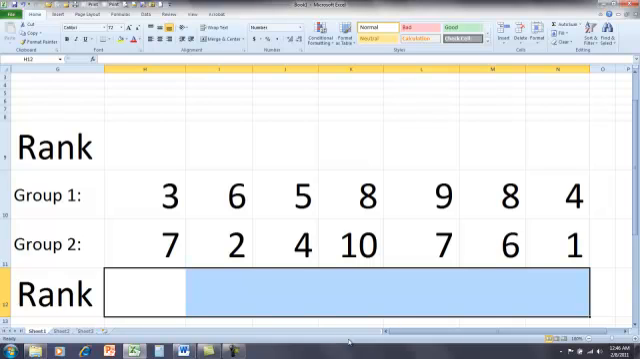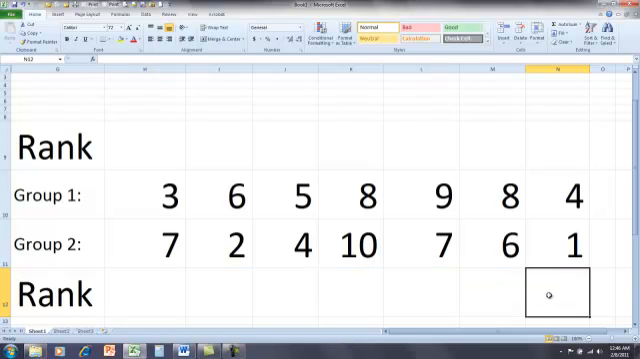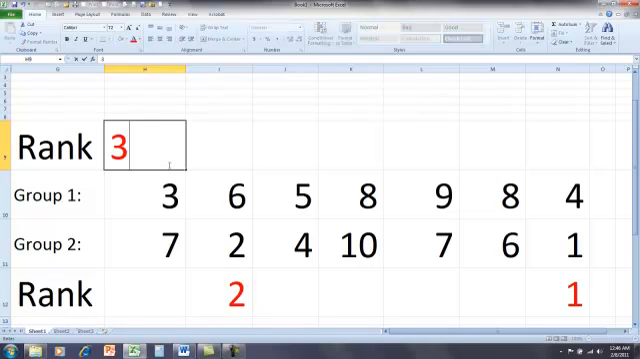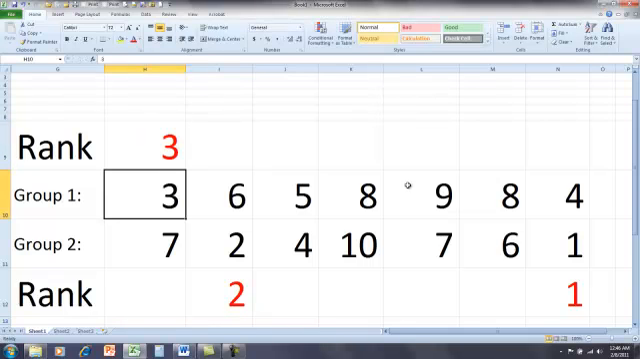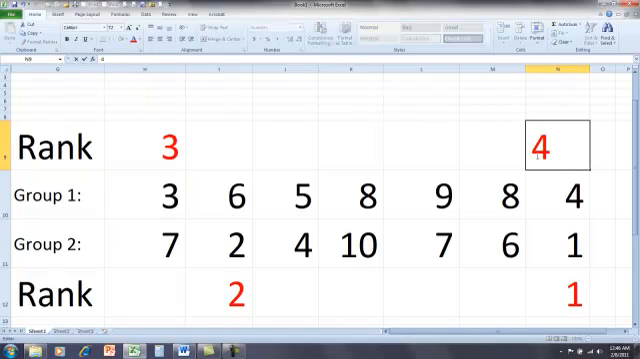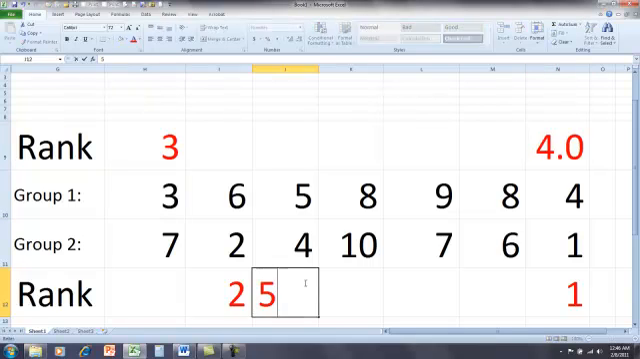And to rank them, we're going to say, okay, what's the lowest number? The lowest number is the 1. What's the next lowest number? It's the 2. We give it a rank of 2. What's the third lowest number? The third lowest number is a 3. We give that a 3. And then the next lowest number is a 4. We'll give that a 4. Here's another 4. We'll give that a 5.